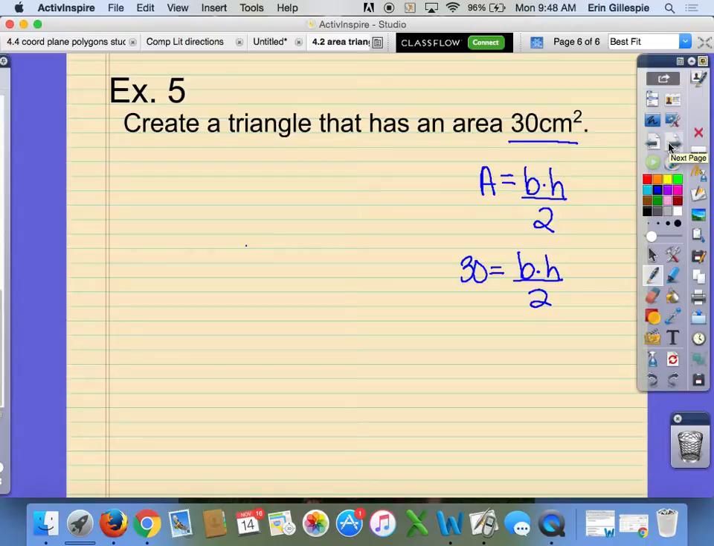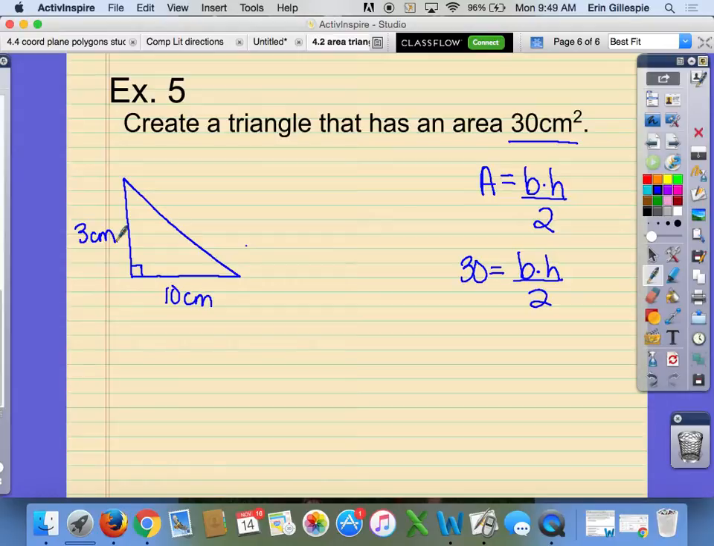All right, let's see how you did. So in order to have an area of 30 centimeters squared, my base times height divided by 2 needs to equal 30. And the common mistake that students make when they do this problem is they think, okay, I need 2 numbers that multiply to 30. So let's see, 10 and 3 multiply to 30. So they draw a triangle. We got a nice right angle there, and they say this is 10 centimeters, this is 3 centimeters. So there's a triangle that has an area of 30.